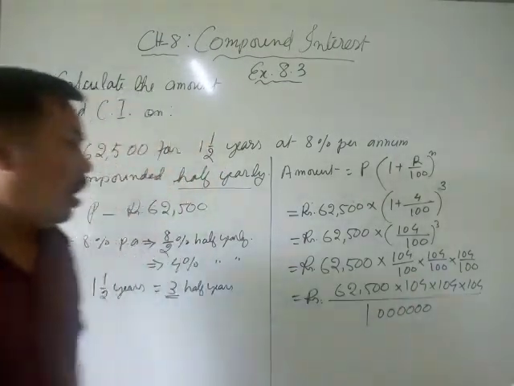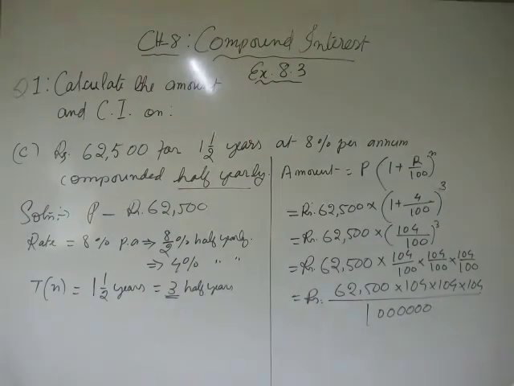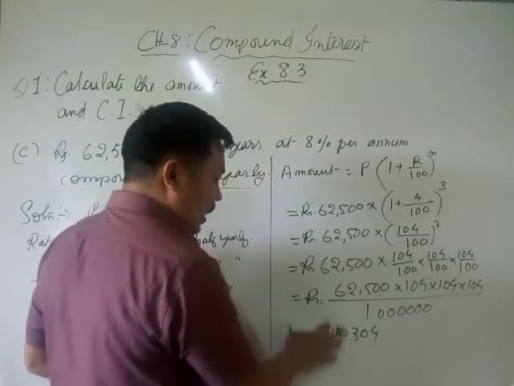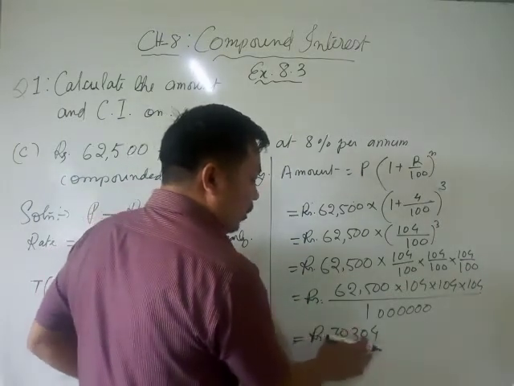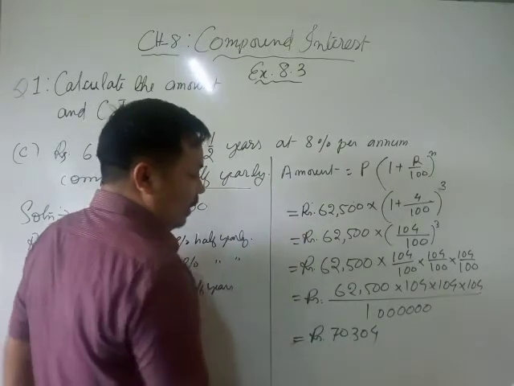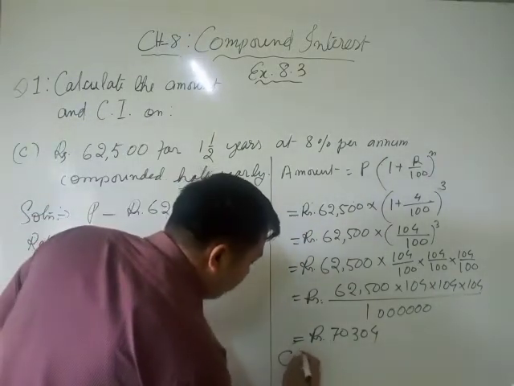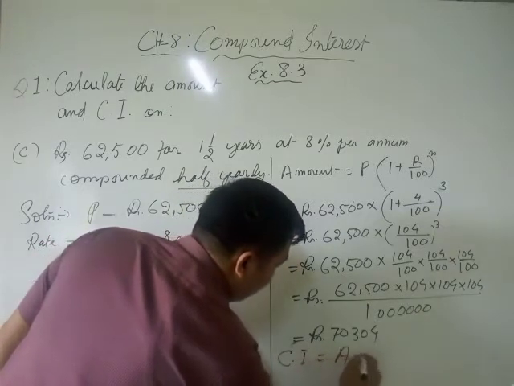So let us see how much we will get here. After my calculation, I got 70,304. That means the amount is 70,304. So we are going to find out the compound interest. The compound interest will be the amount minus principal.